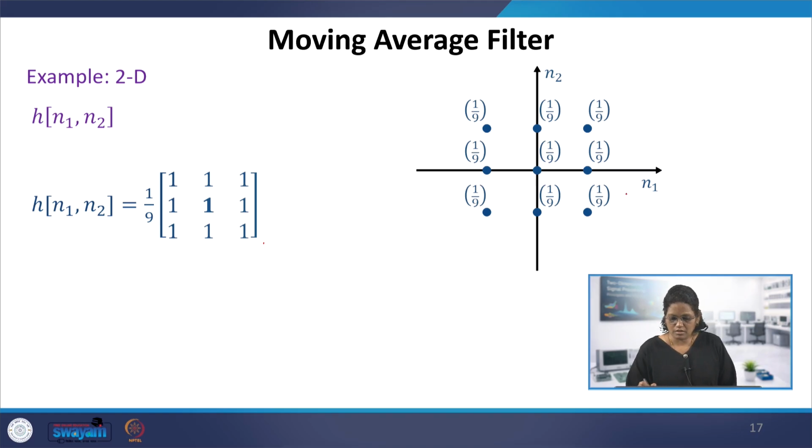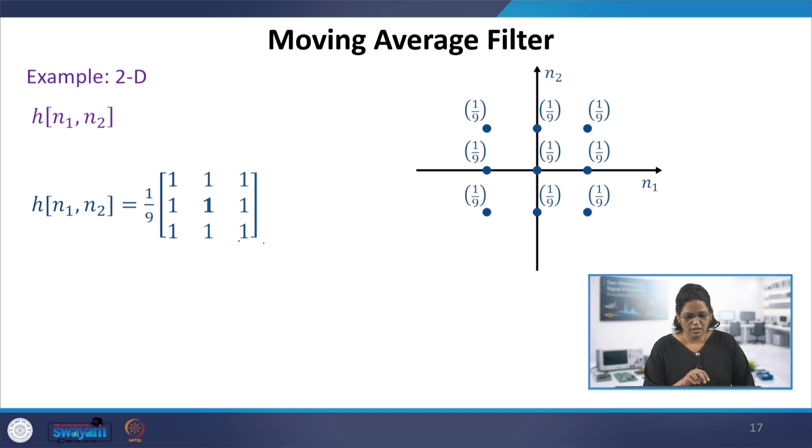So how is this 2D signal represented: all the values are 1 by 9. You can see this is 0, 1 represents 0 comma 0, the index should be matched with this, and plus 1 and minus 1, similarly here plus 1 and minus 1, for n1 and n2 values.